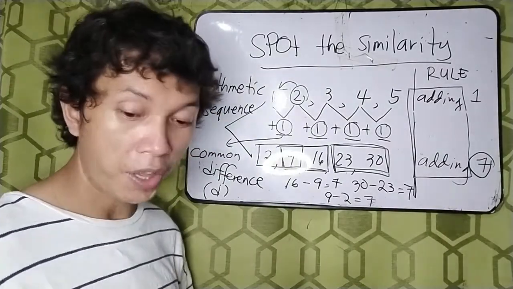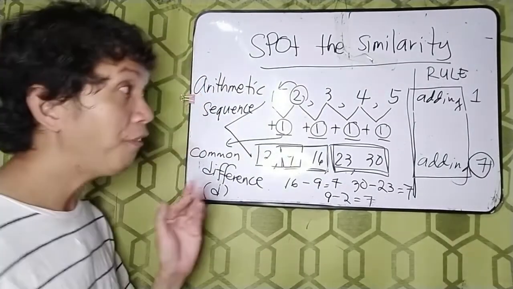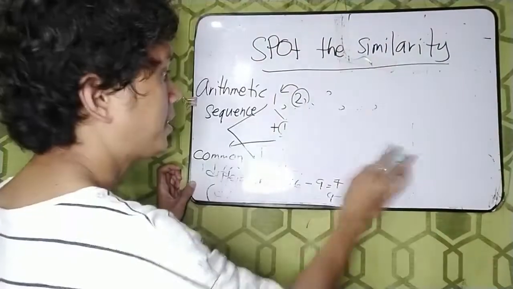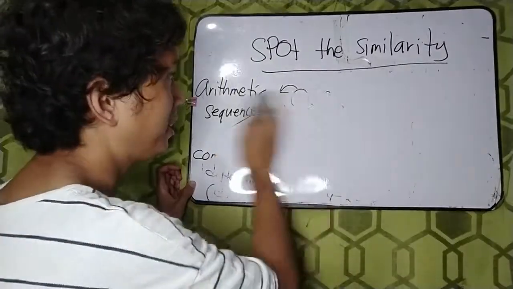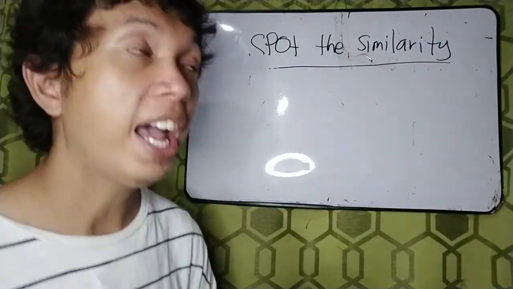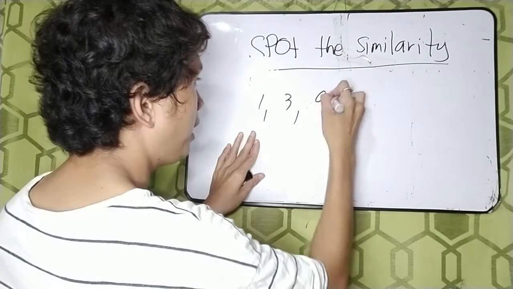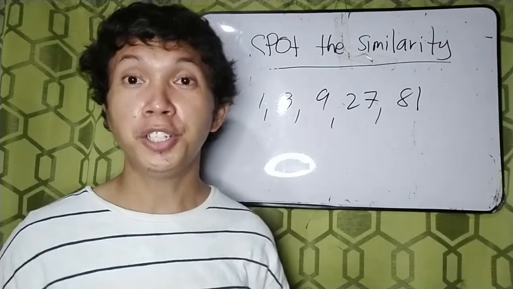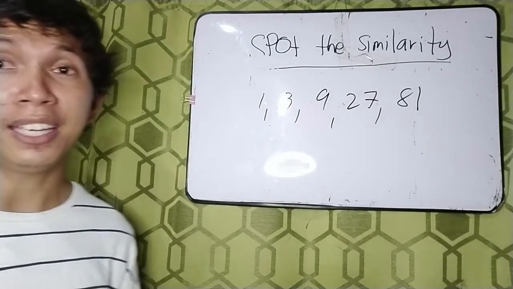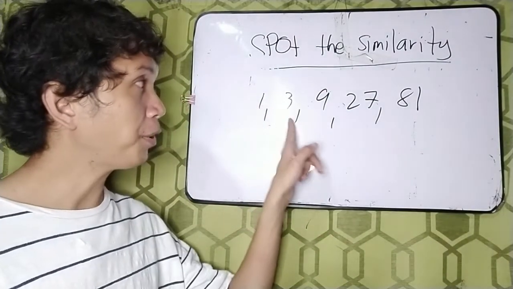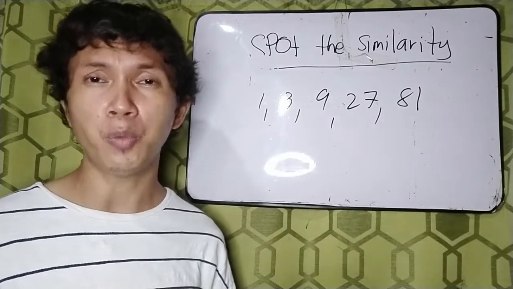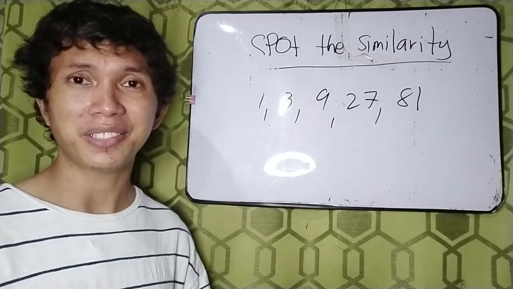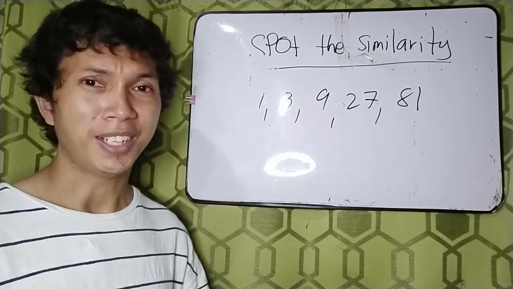Now let's have another example. Let's see if you still can identify whether this sequence is an arithmetic sequence. So I have here 1, 3, 9, 27, 81. Do you think this is an arithmetic sequence? 1, 3, 9, 27, and 81. Is this an arithmetic sequence?